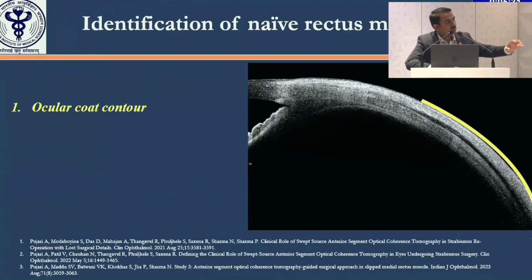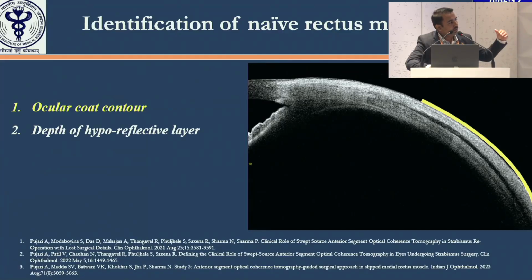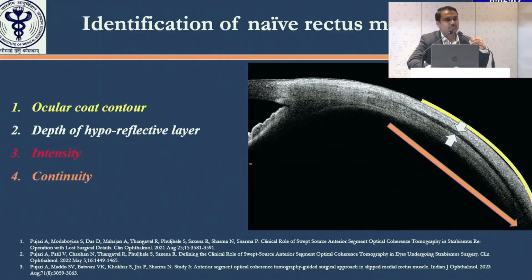So once you take this lateral rectus muscle scan by adducting the eye, you need to follow 4 features. One is ocular coat contour. You can see that there is a smooth ocular coat contour. There is no bumpy surface or irregularity, which means that this is a naive eye. Then depth of the hyperreflective layer. It should be somewhere between 40 to 50% depth from the ocular surface. And intensity, it is hyperreflective and it is continuous. It is not in bits and pieces.